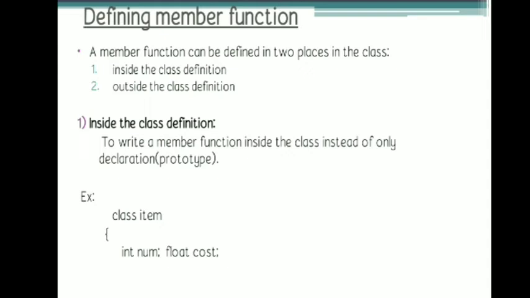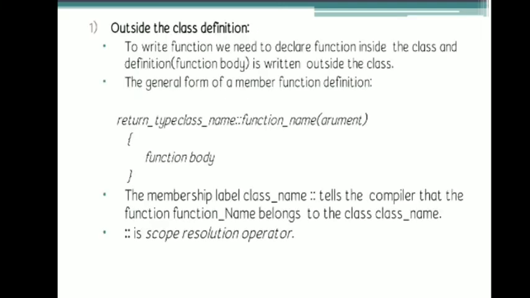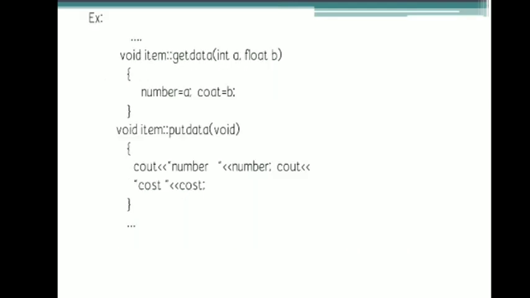Then we have specified how we can define the member function. In two ways we can define it. One is inside the class, another one is outside the class. And this is the example of defining a function within our class. And next, how we can define the function outside the class. For this we have to use the scope resolution operator. The scope resolution operator tells that the function name belongs to the class name. And this is our example of defining the function outside the class definition.